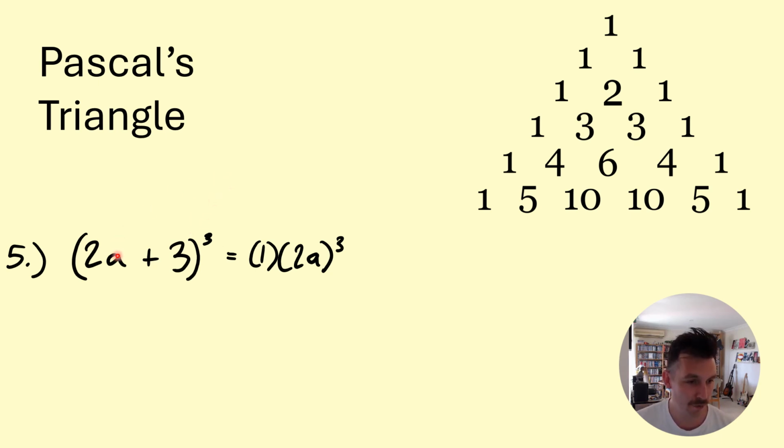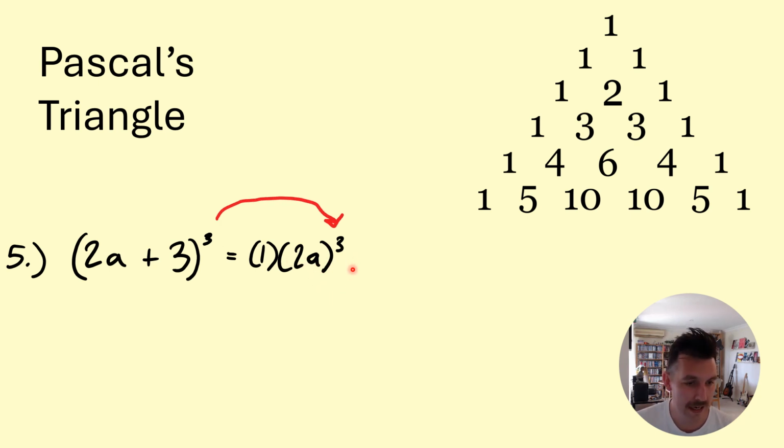So we start off with our coefficient of 1, which we're going to get from the third row of Pascal's triangle just up here. And then we're going to raise our first term to the power 3. So instead of a to the power 3 like we had before, now we've got 2a to the power 3. I'm just going to leave that as it is for the moment.